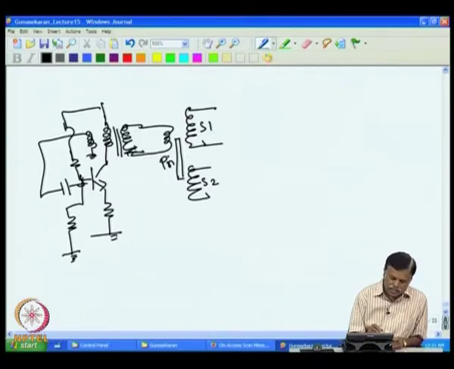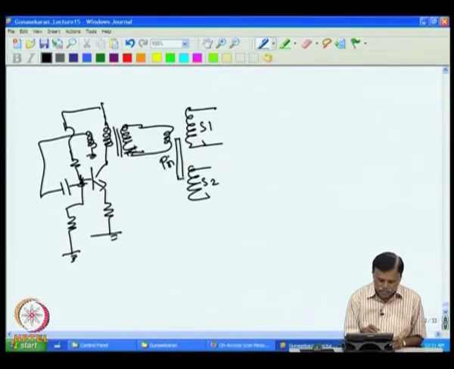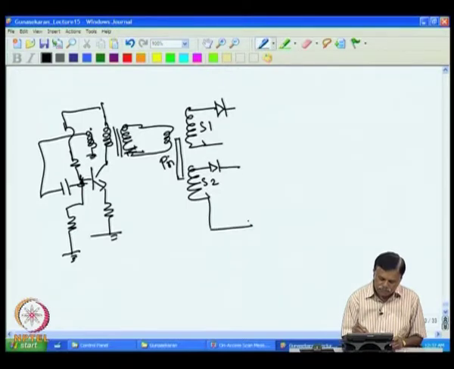So, this is the basic circuit of the Hartley oscillator. I will explain this now. Now, we complete the circuit so that it becomes a working circuit. To make the circuit work, we will have to rectify into DC. So, I do this. I will also do the rectification of this voltage.